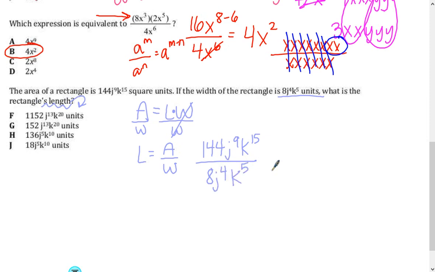Other option, use those answer choices to your benefit. If this is the length, can't I just multiply it by the width and see which one is going to take me to my area? Well, do you think 1,000 something times 8 is 144? No, no, no. That one's pretty easy, actually. And if you double check that over here, 144 divided by 8 is 18. Dun, dun, dun. RC1, check.